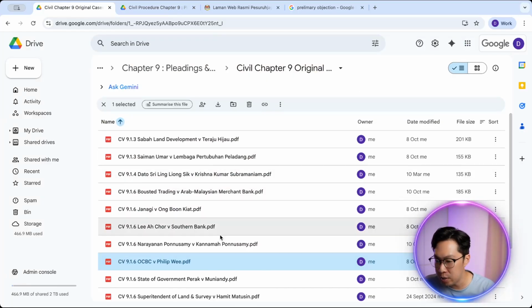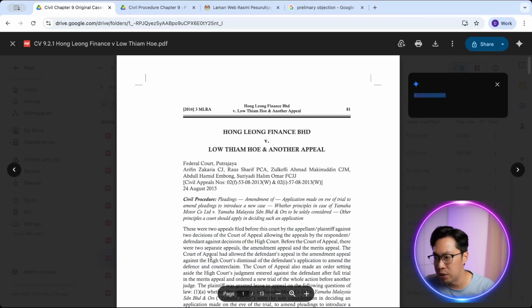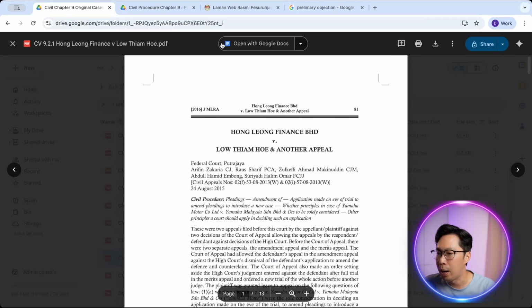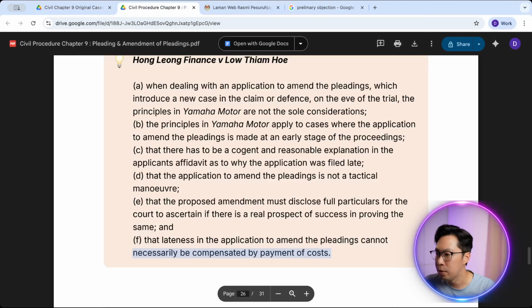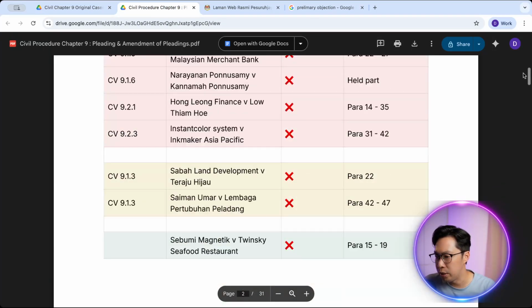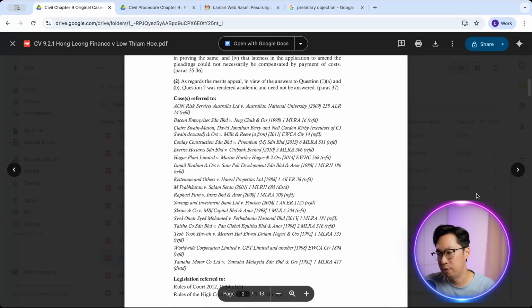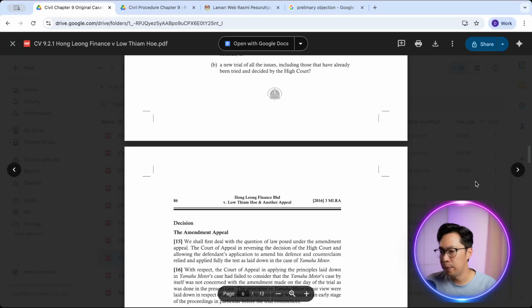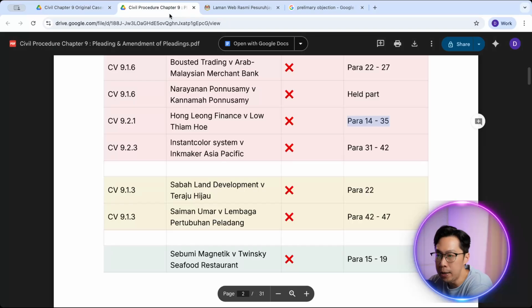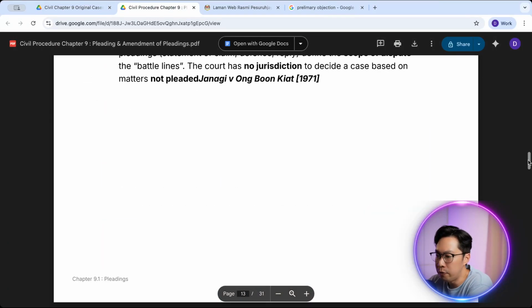So I give you this case I want you to read. I didn't give you the summary, but I want you to read. If you can't, I already summarized here. I said here, this is the one that you need to read. Paras 14 to 35. Okay, please read it. This is the case I want you to read. Others I already summarized for you. Alright? Now, a few more before we finish.